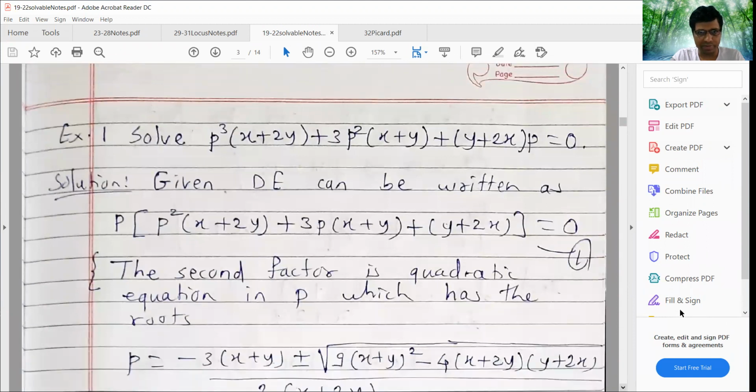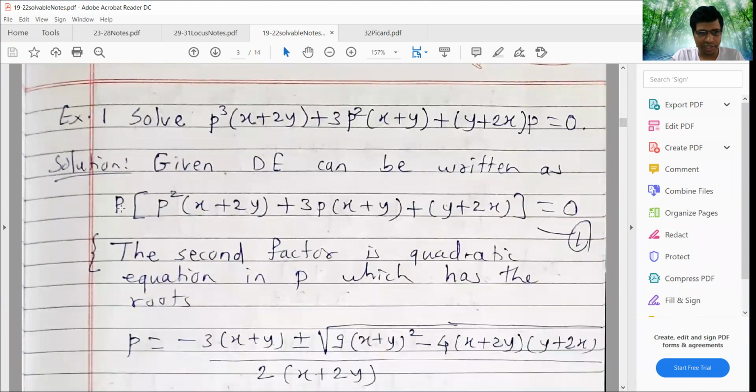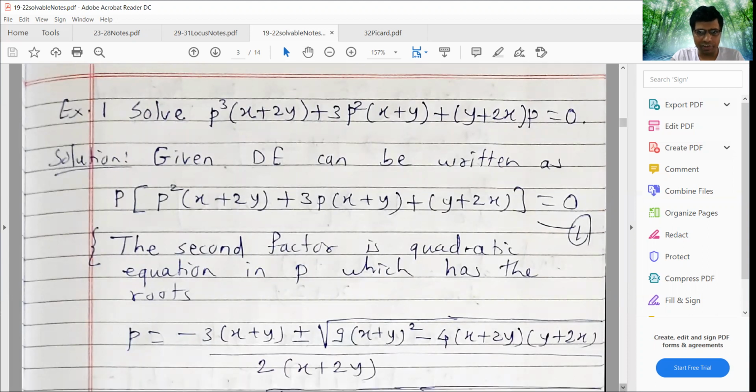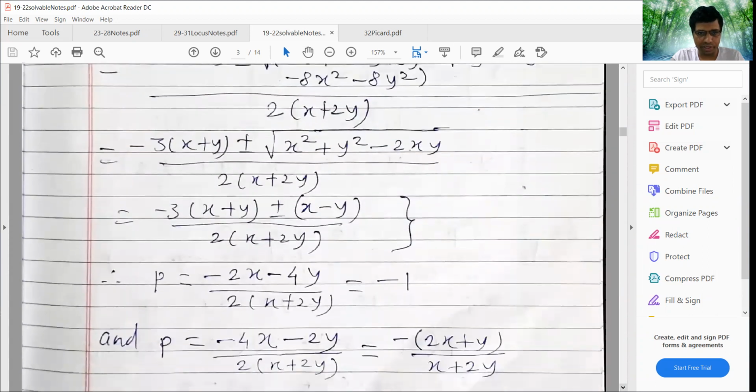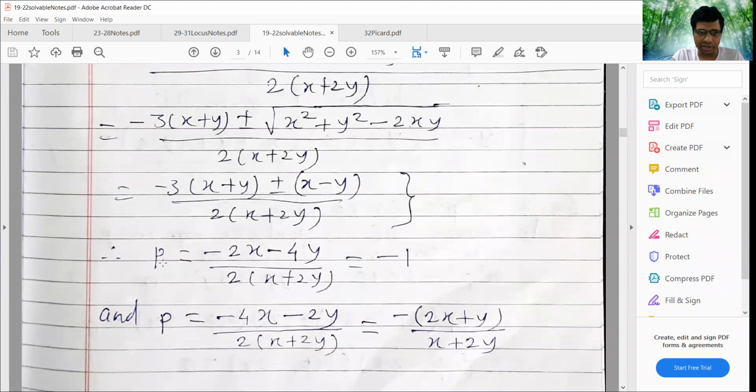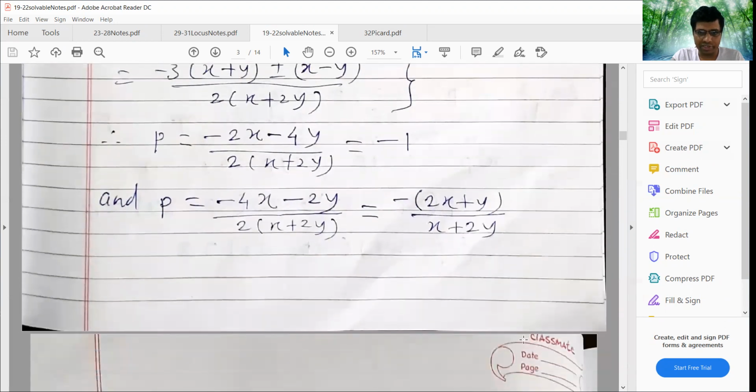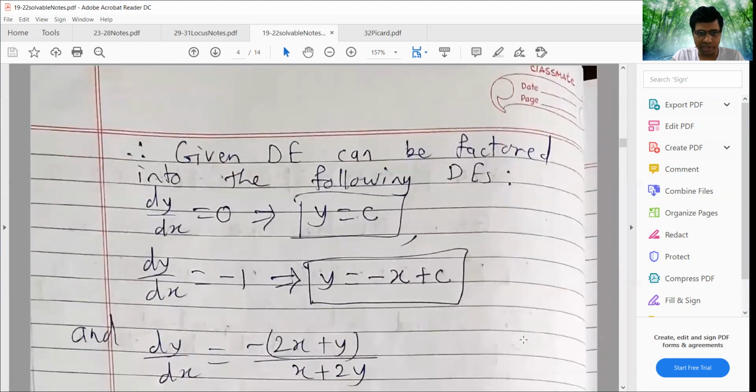So we have seen some examples. Here is one example where we can solve this for p. We have different roots for p, and then for each such root we have one differential equation which we solve. Okay, so here p is minus 1. This is one equation. Another equation is p equal to minus (2x plus y) upon (x plus 2y). Okay, so these equations can be solved and we get the solution.